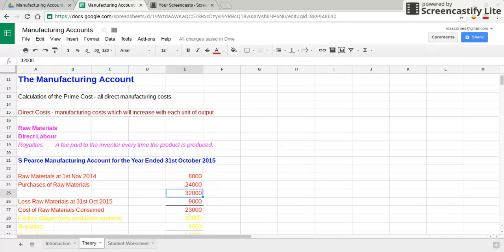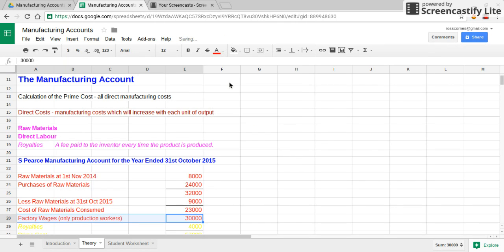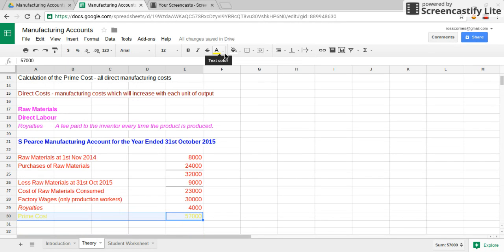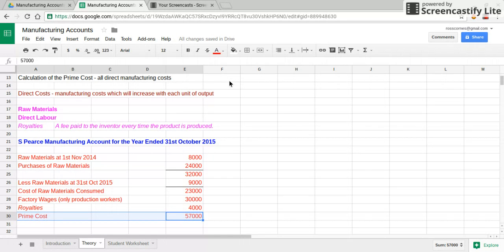And then we add on to that definitely the cost of any direct labour, such as workforce actually working on the shop floor, in this case $30,000. And I've put in some royalties for using something somebody else has invented of $4,000 for the total year. And then we come up with something called the prime cost. So you've got to really learn that layout, and that's something that you will almost certainly get examined on in your final exam.